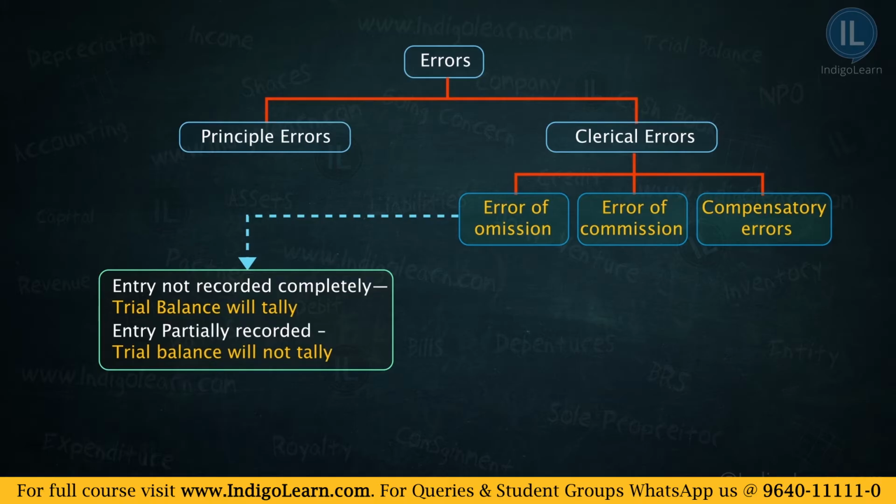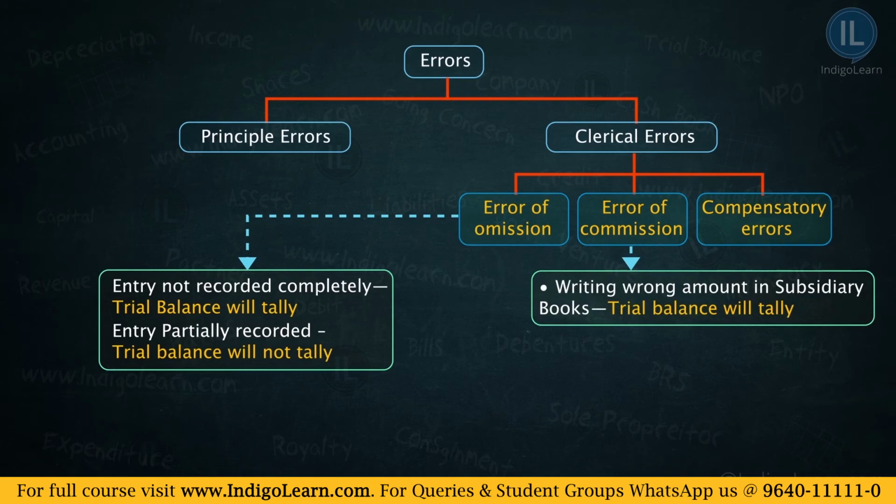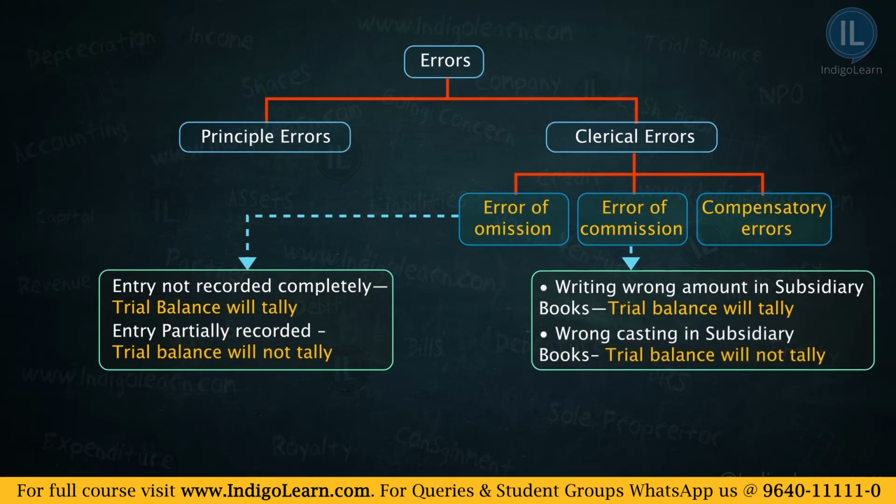So this example we already discussed, how one side is posted, but the other side is not, right? Then when it comes to errors of commission, it can be writing wrong amount in the subsidiary books. If you are writing wrong amount in the subsidiary books, will trial balance tally? Yes, it will tally. Then the other case could be wrong casting in the subsidiary books. So 100 plus 100 you wrote as 200. Then in such case, will the trial balance tally? No, trial balance will not tally.